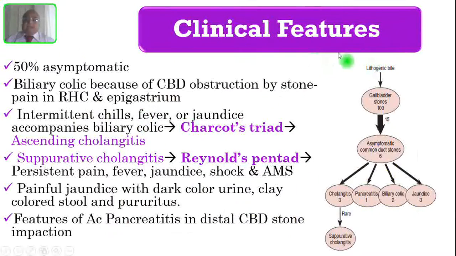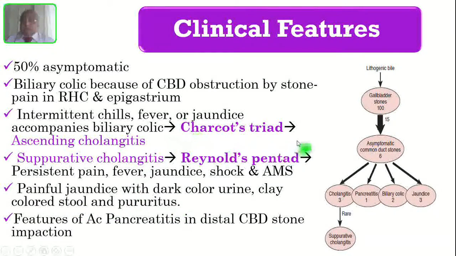So what are the clinical features? Almost half of these patients, 50%, are asymptomatic, or they can present in a wide spectrum of clinical syndromes, namely biliary colic. It manifests as pain in either the right hypochondrium and epigastrium, or these patients may have evidence of jaundice, obstructive jaundice with dark color urine, clay color stool, and pruritus.